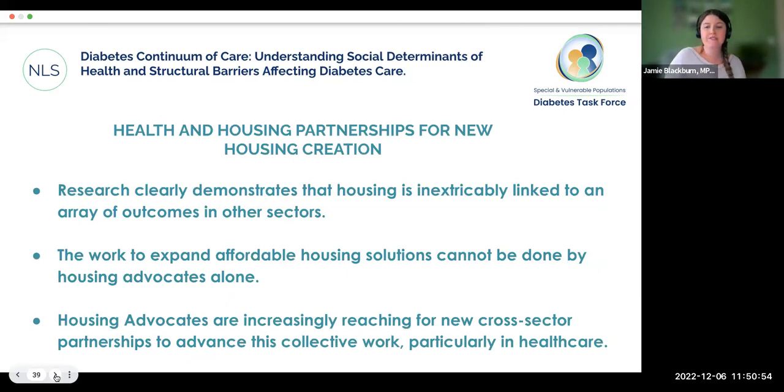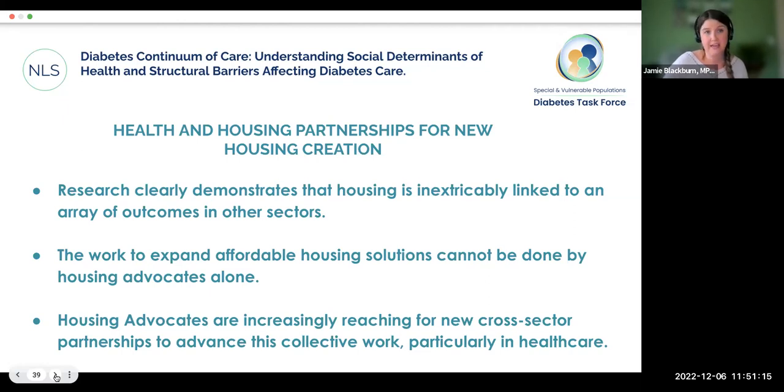Great. And so now I want to talk just a bit about new housing creation. So certainly we can connect to the existing resources in our community. That's fantastic. That's definitely the first step that we want to take. But looking more long term, as we know, there are not enough resources. There's simply not enough housing stock coast to coast to meet demand.